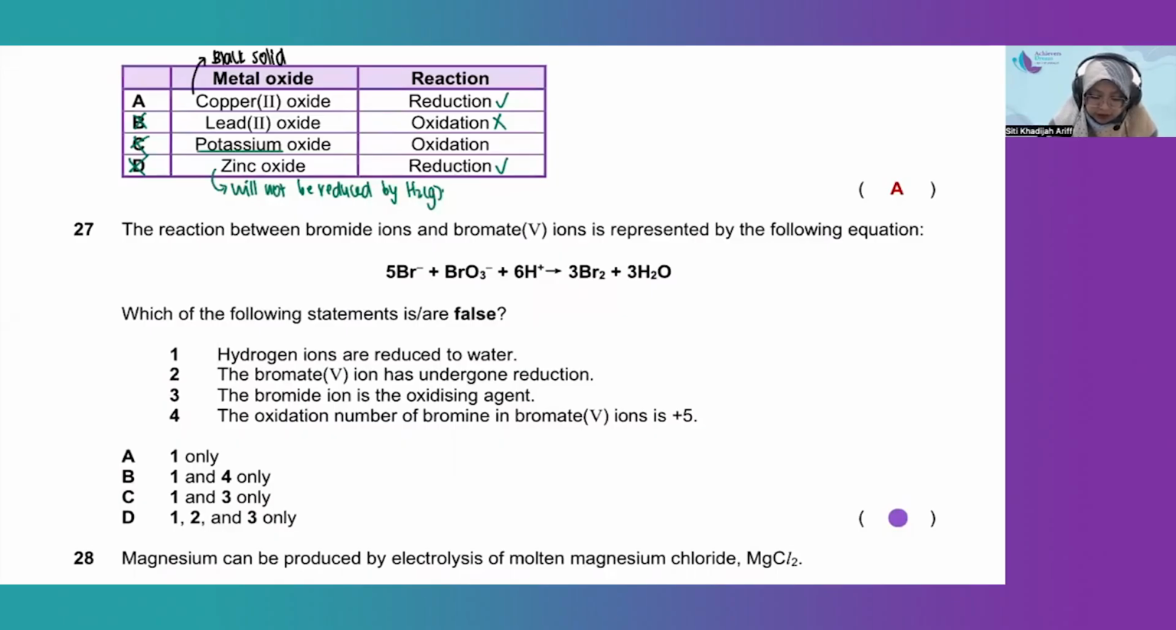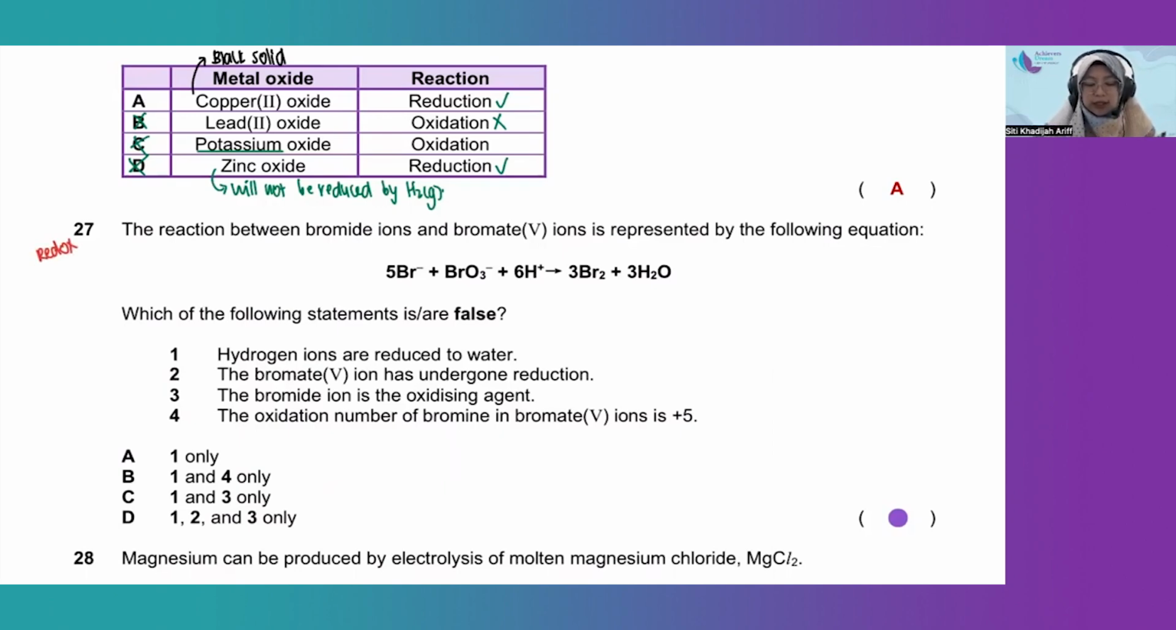Question 27. The reaction between bromide ions and bromate(V) ions is represented by the following equation. Out of the 4 statements, you are to choose which statements are false. Based on the first 2 statements, when you see the terms reduce, reduction, this is a question on redox, right? So how do you tackle a redox question?